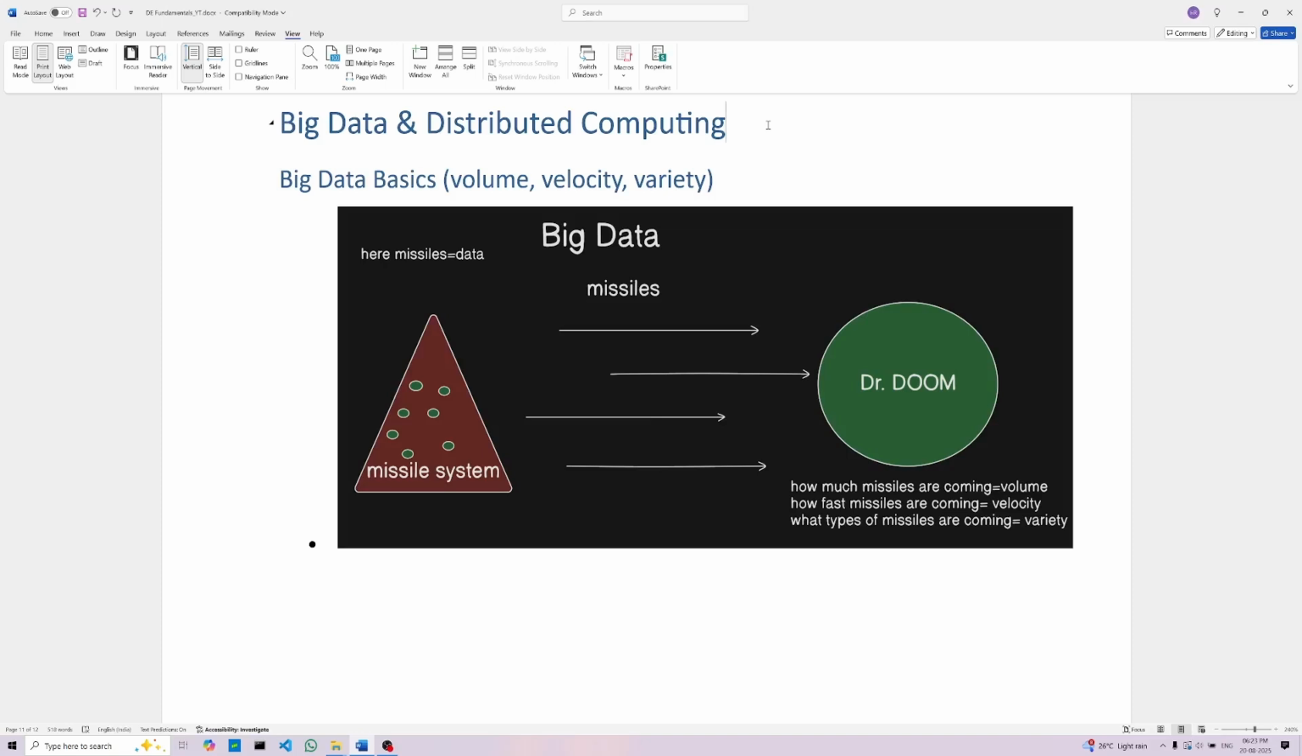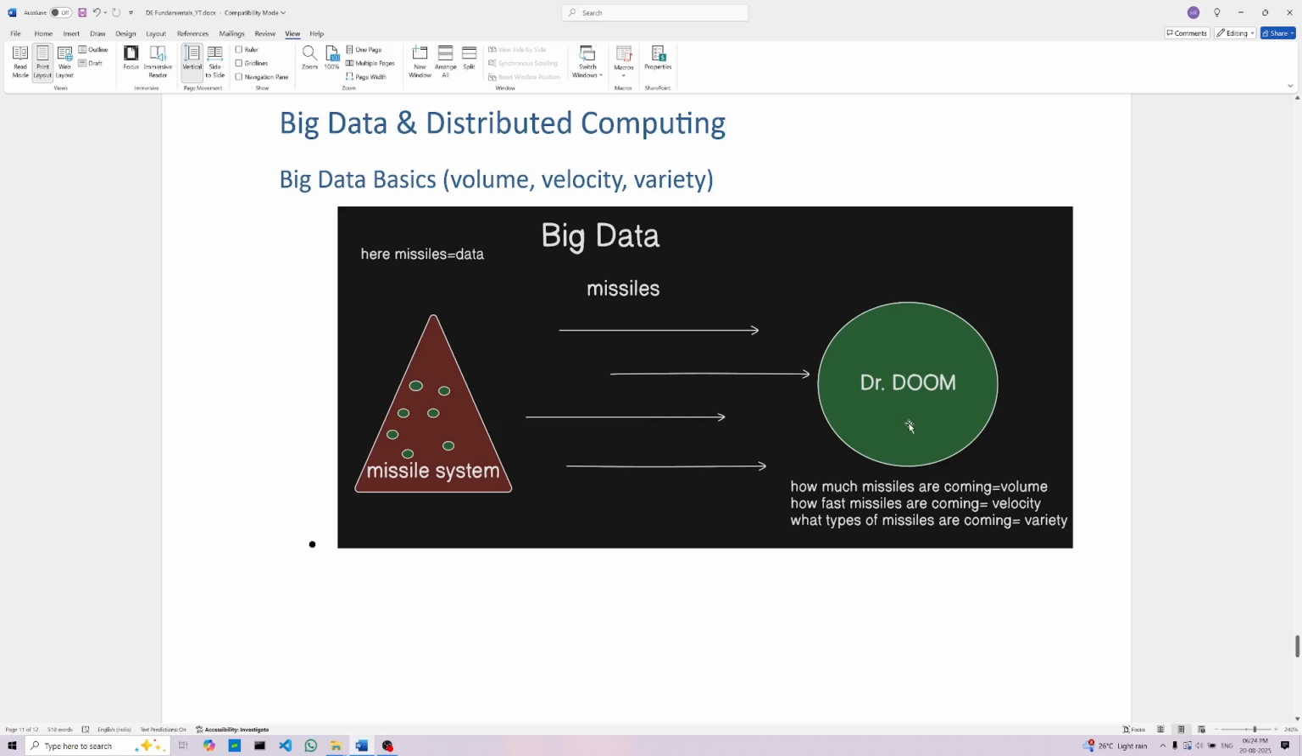Now the next question is big data basics. What really is big data, what is important in big data? So let's check the diagram. As you can see, one missile system is attacking missiles on Dr. Doom. If you have watched the Fantastic Four movie, then you would know Dr. Doom for sure. So let's say this missile system is hitting missiles on Dr. Doom, but he is not worried at all.